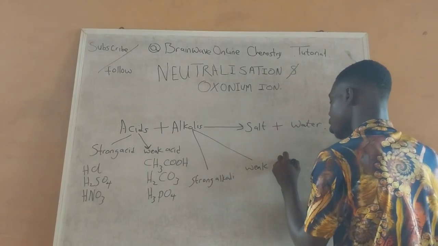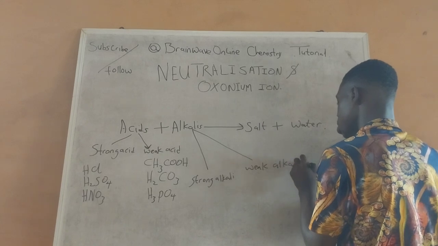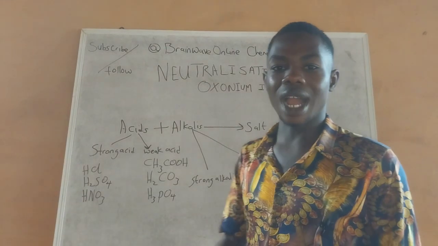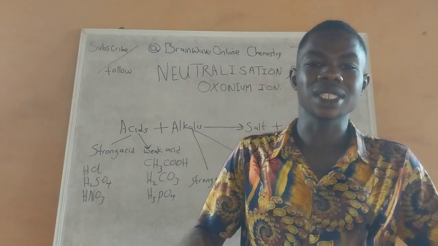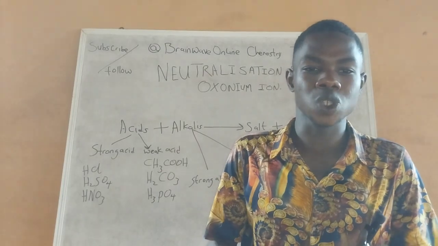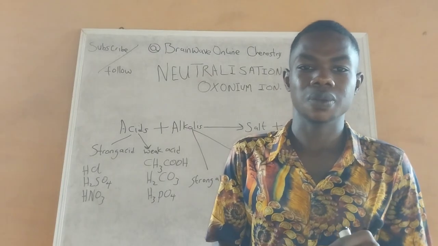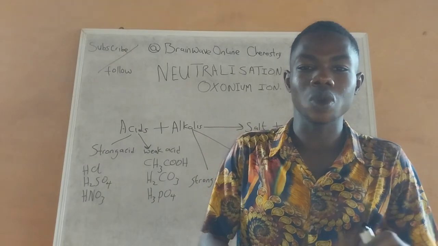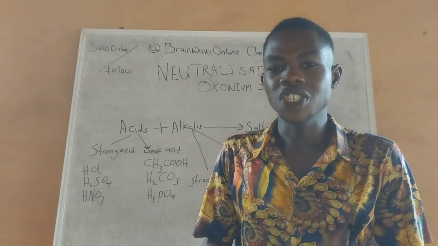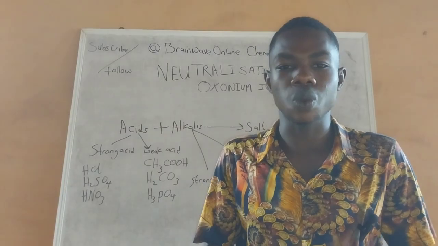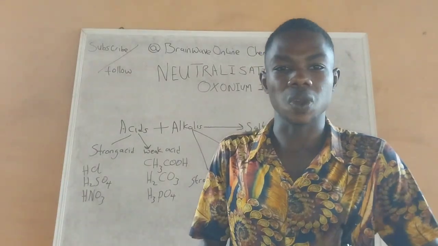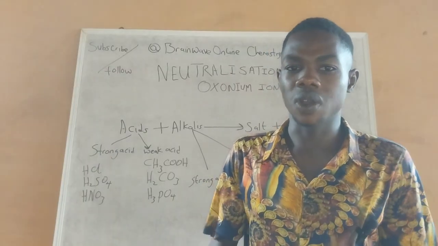Weak alkaline. So we have strong alkaline and weak alkaline. Now, strong alkalis are alkalis that dissolve completely in solution to produce the hydroxide ion alongside the metallic ion. But our major focus is the hydroxide ion, just like our major focus under acid was the hydrogen ion. That's the same way under alkali, our major focus is the hydroxide ion.